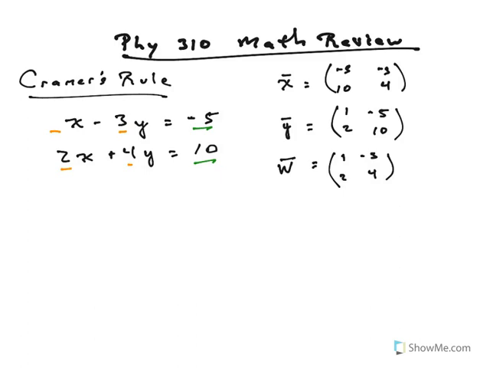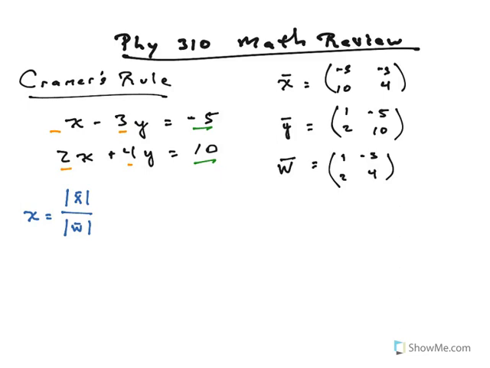Cramer's rule says if you want the answer, the value for X, your first variable, let's say, then all you have to do is take the determinant of your X matrix and you divide that by the determinant of the W matrix. Okay? And if I do this process, whatever the heck that means, if I get an answer, that must be the answer to X.